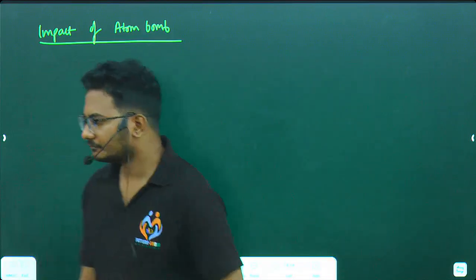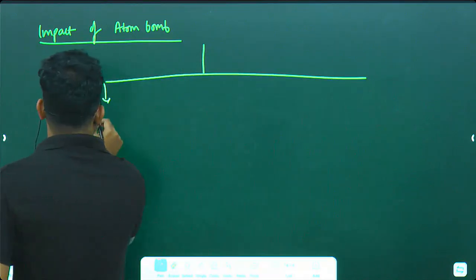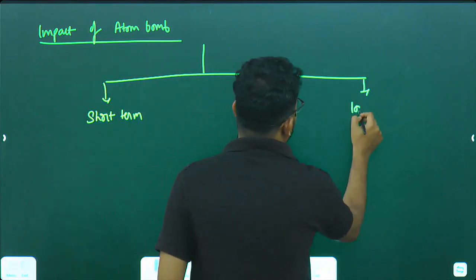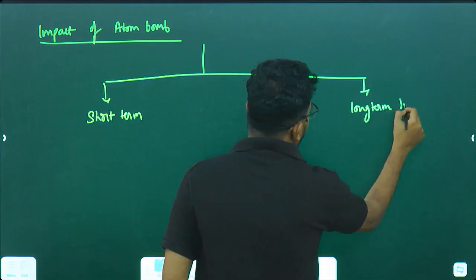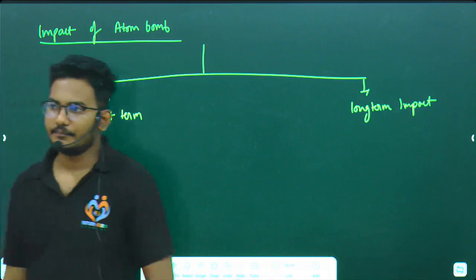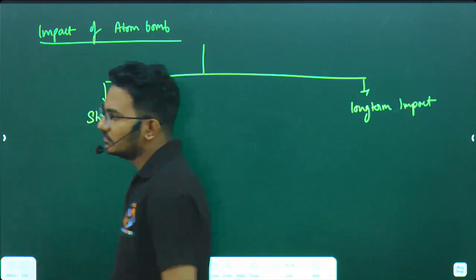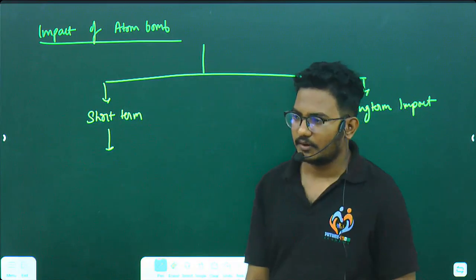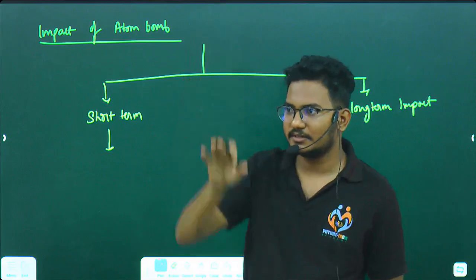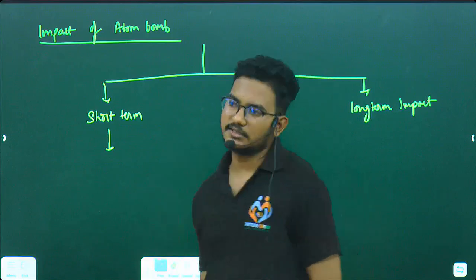Fine. Okay, so impact: short term impact and long term impact. Once you use an atom bomb on a country, as I have already told you, by the time it reaches the earth's surface the temperature will be huge, somewhere around 1000 degrees celsius.